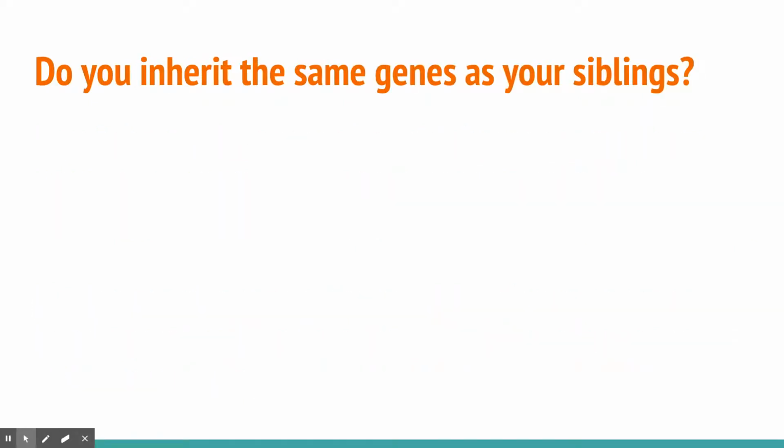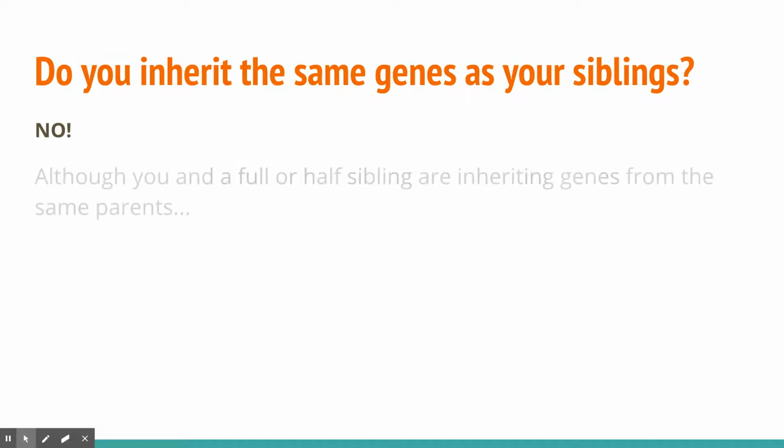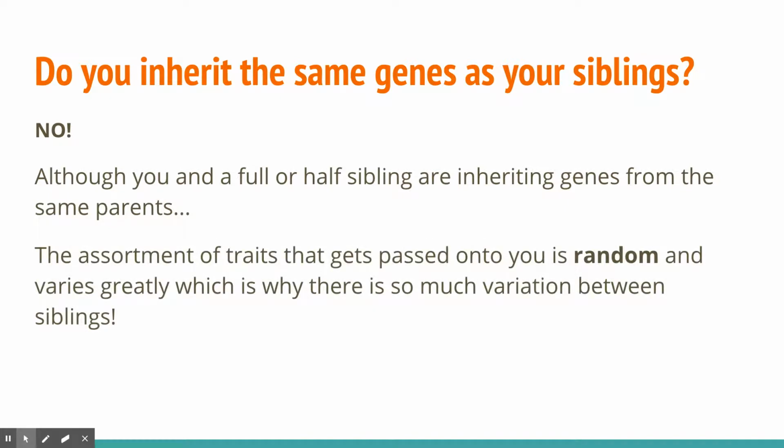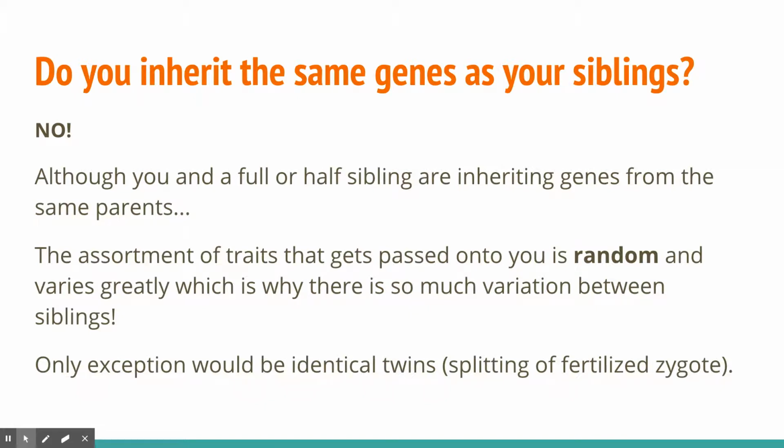All right. And then your siblings do not inherit the exact same genes as you, which is why sometimes siblings don't look the same. Sometimes siblings look a lot alike, sometimes they don't. Not even twins have identical genes. Although you and half or full siblings are inheriting genes from the same parents, the assortment of traits that gets passed on to you is random and varies greatly, which is why there is so much variation between siblings. Pretty much what I said. And then the only exception would be identical twins splitting of fertilized zygotes.